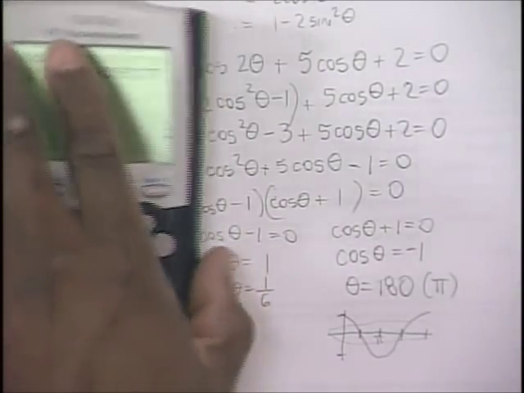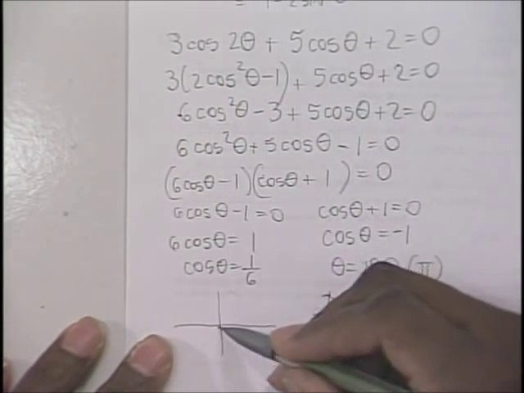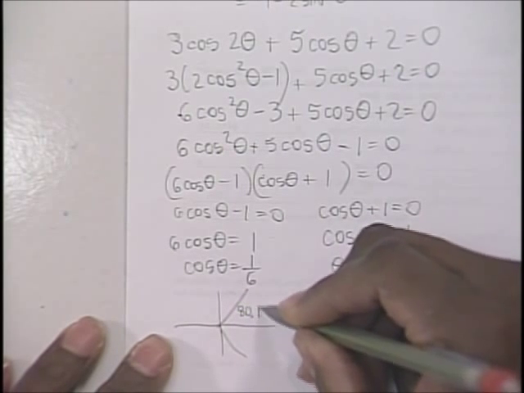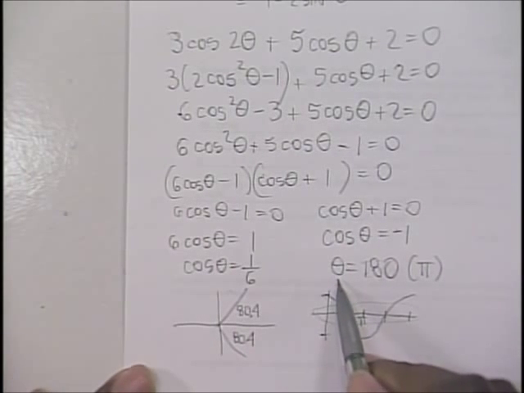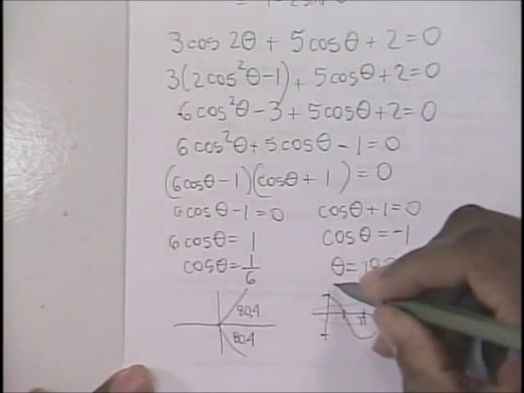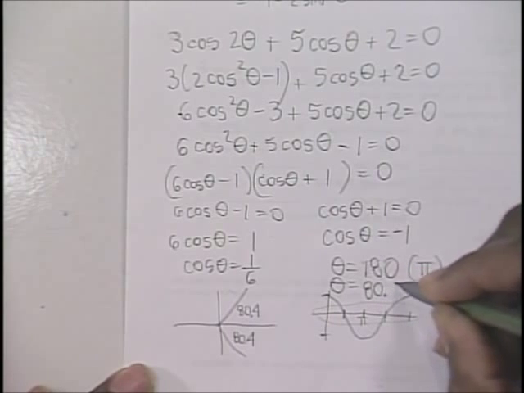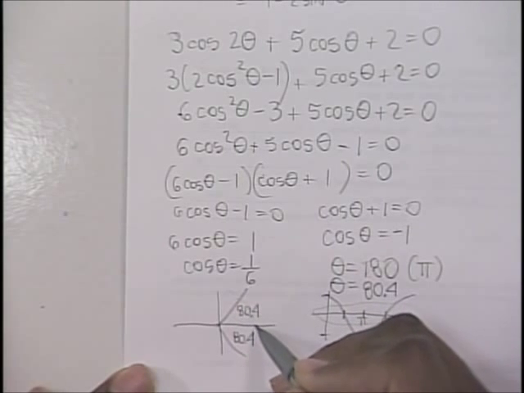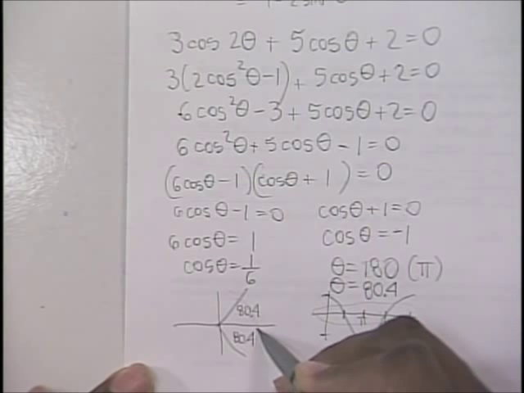And you get 80.4. So what you're going to do there is acknowledge where cosine is positive. Cosine is positive here and here. Our reference angle is 80.4. So in addition to your answer being equal to 180, your answer is also equal to 80.4. And then from here to here is 80.4. But all the way around is 360.